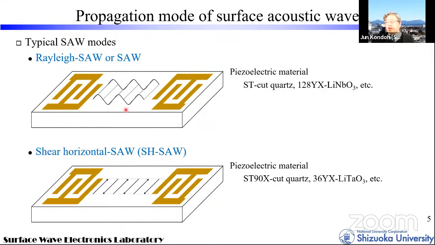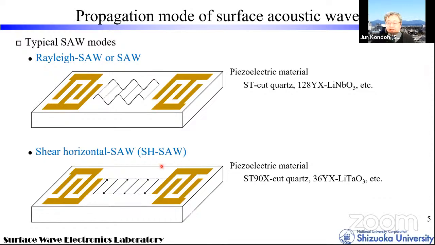There are two typical modes of the surface acoustic wave. One is a Rayleigh-type surface acoustic wave, or simply SAW, and the other is the shear horizontal surface acoustic wave. Propagating modes are different, and the propagating mode depends on the piezoelectric material, the crystals, and the orientation in the crystal. These crystals are very popular for generating Rayleigh-type surface acoustic wave or SH-SAW.